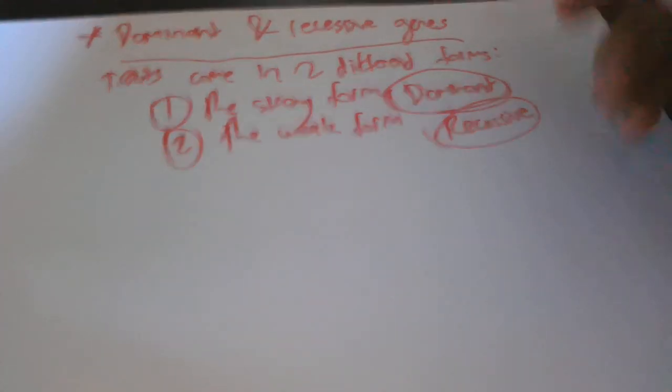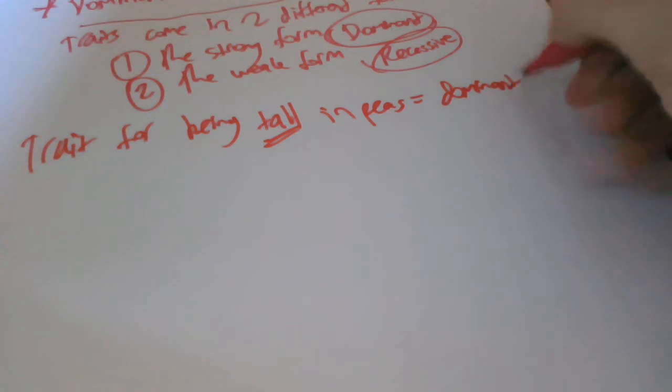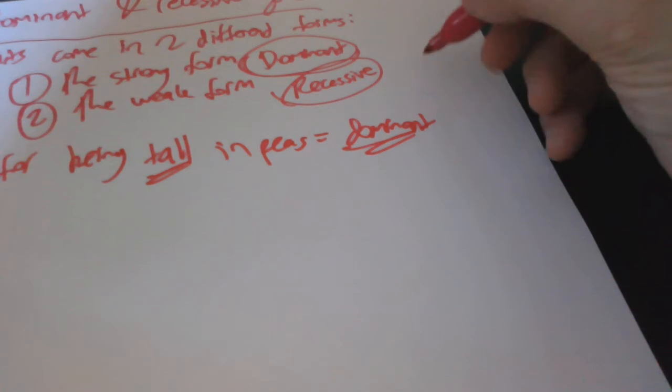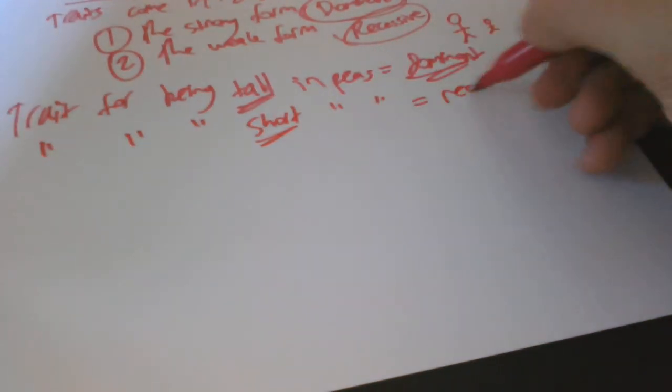Now, the trait for being tall in peas is called dominant. Okay, think of this in terms of an analogy. So if you're tall, usually strong. If you're short, not so strong. So the trait for being tall in peas is dominant. The trait for being short in peas is called recessive.